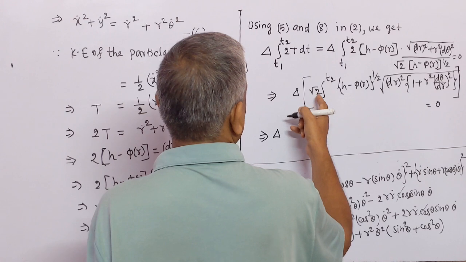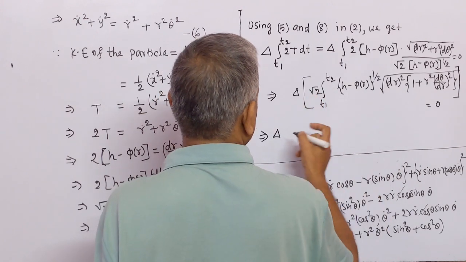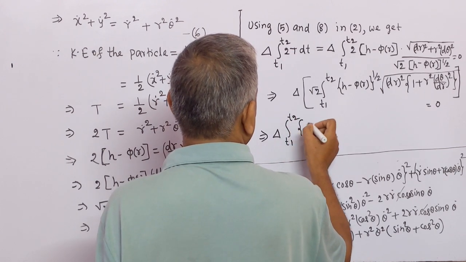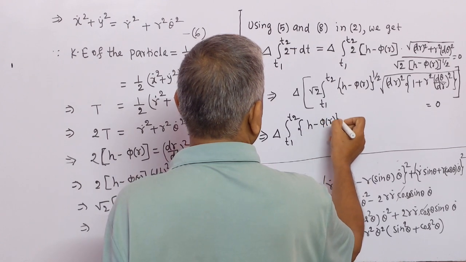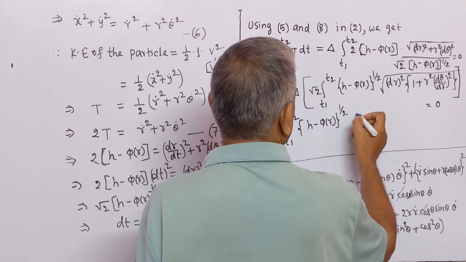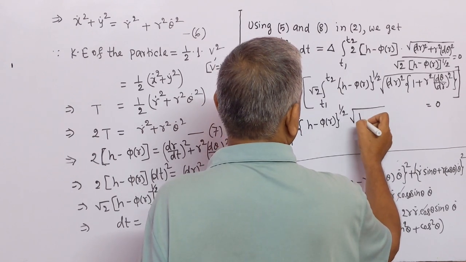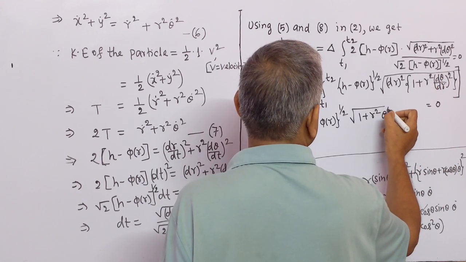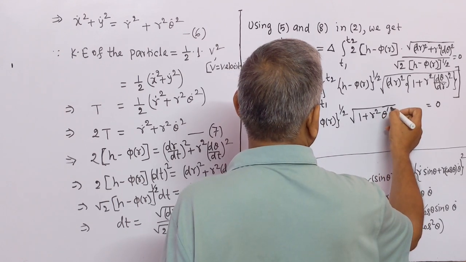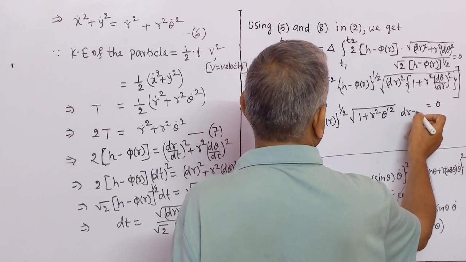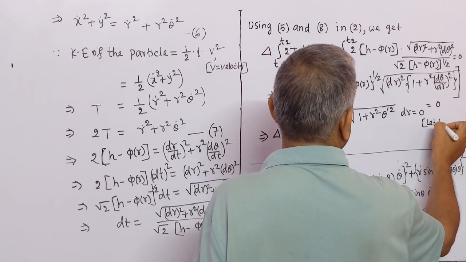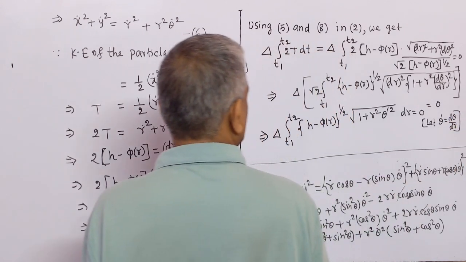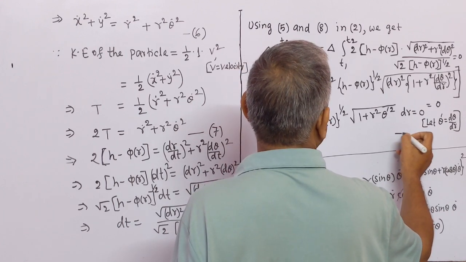Delta, we may send square root to the right side, so only remains integration t1 to t2 (h minus phi r) to the power half, square root of 1 plus r square theta prime square dr equal to 0. We may write this as theta prime, where theta prime means d theta by dr. Let theta prime equal to d theta by dr. This is number 9.